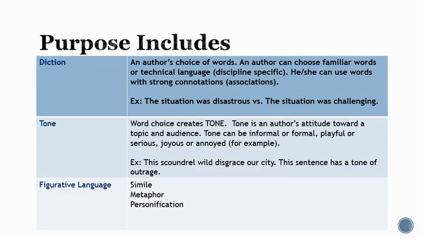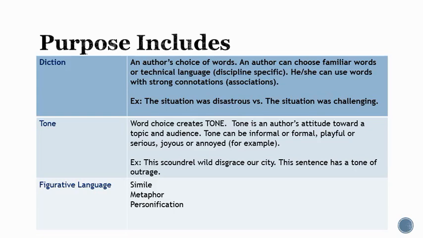An author can choose familiar words or technical language. Now, if you're reading a book and the diction is playful, it might be a story about someone. And if you're using technical words, say you're reading an article about science or space, you might have some more domain-specific or discipline-specific words such as space, gravity, light years, terms that specifically have to do with that topic.